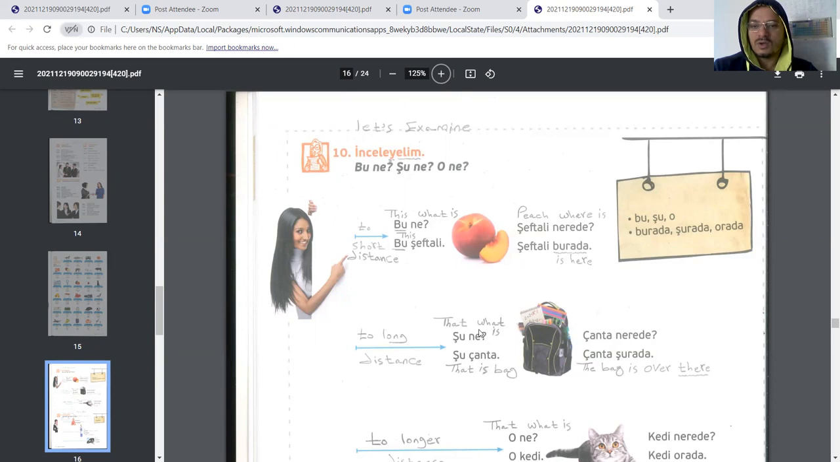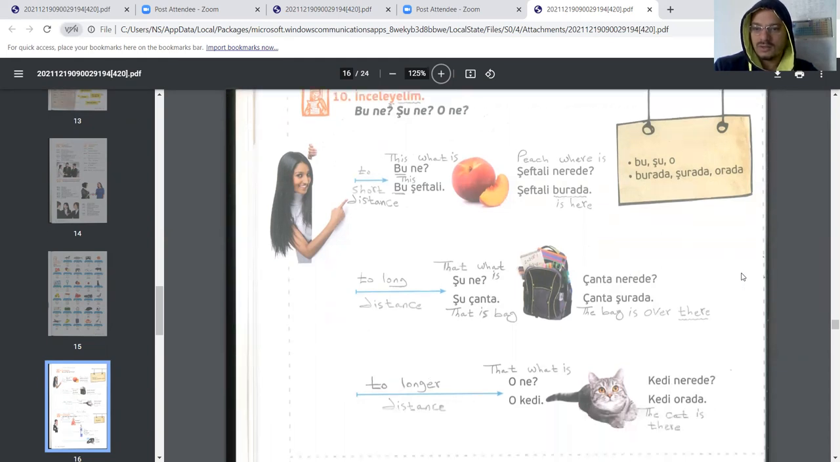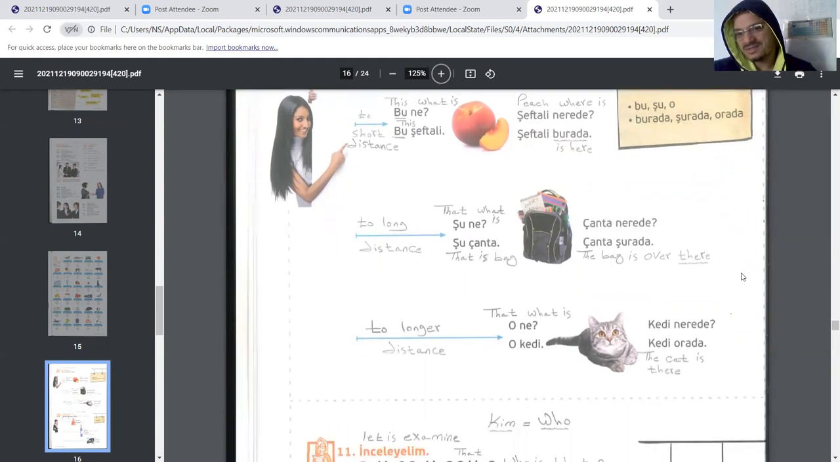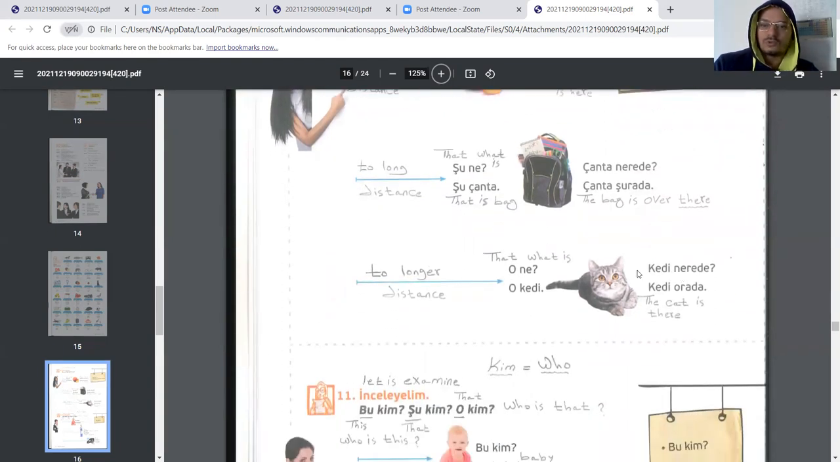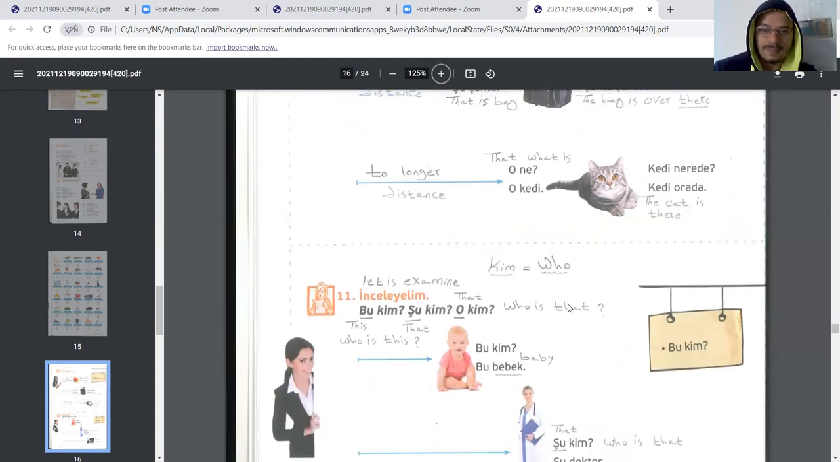Şu ne? What is that? Şu çanta, this is a bag. A long distance, but not too long, between these two distances. Çanta nerede? Çanta şurada. The bag is over there. Too long, o ne? O kedi. What is that? That is a cat, or kedi.